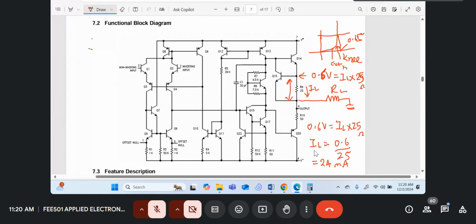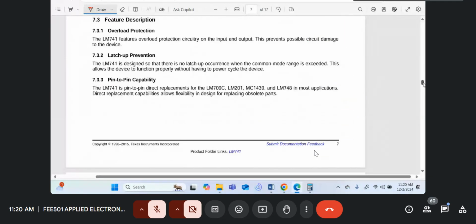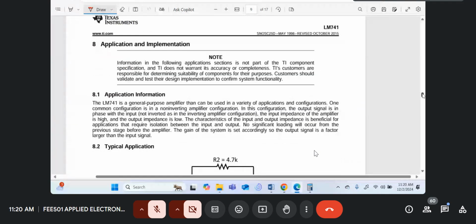So for this circuit, the engineers have designed it so that the maximum output current you can get from this op-amp is 26 milliamps. But you don't have to go here to calculate this. You can just go to the data sheet and the engineers will tell you the maximum output of this thing. Let's see if I can get the data sheet.